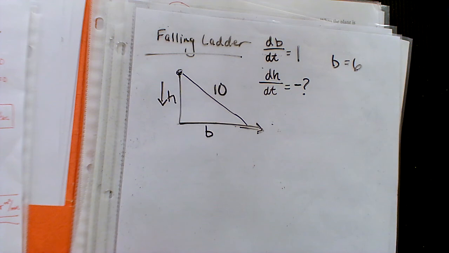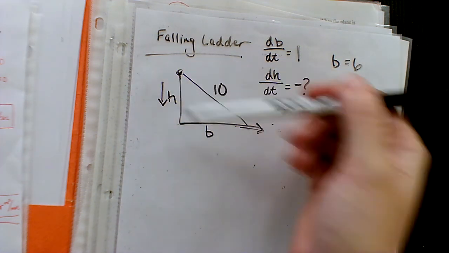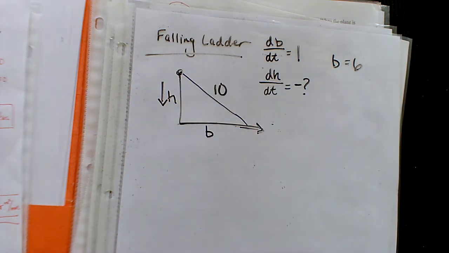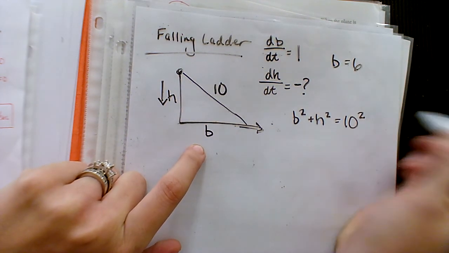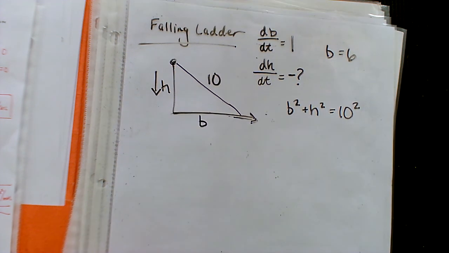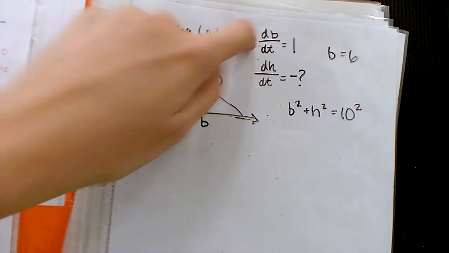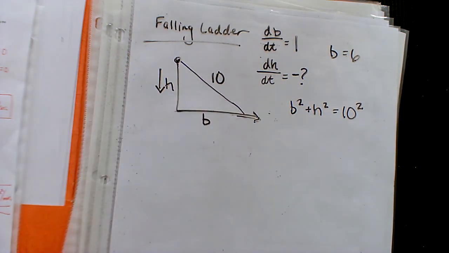Okay, so can we think of an equation related to the geometric shape of a triangle that relates possibly all the sides together? Let's do it. All right, so b squared plus h squared equals 10 squared. Do the variables in our equation have rates associated with them? B, dB, H, dH, right? We're good to go. It's nice and even, nice and organized.